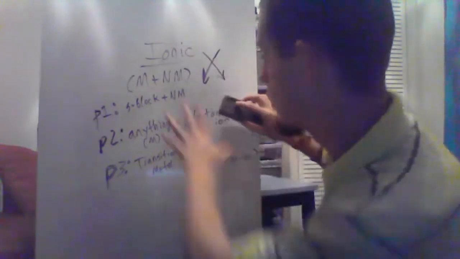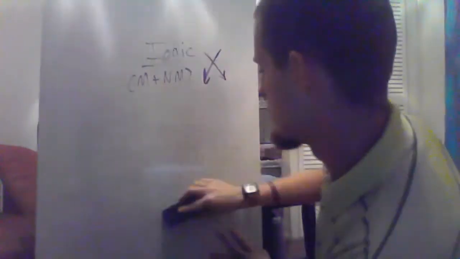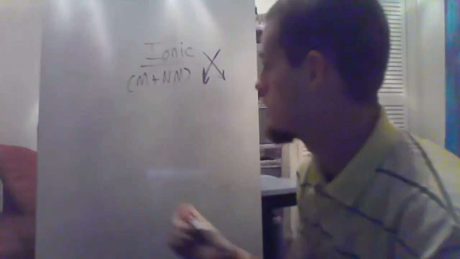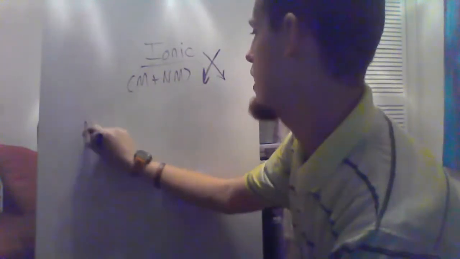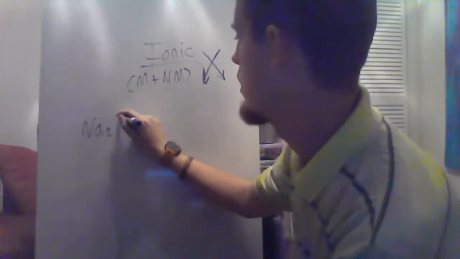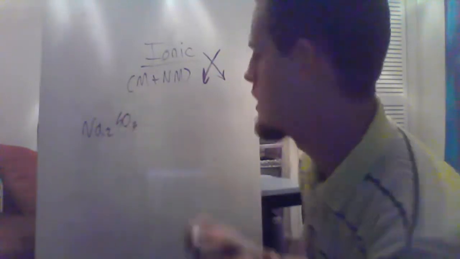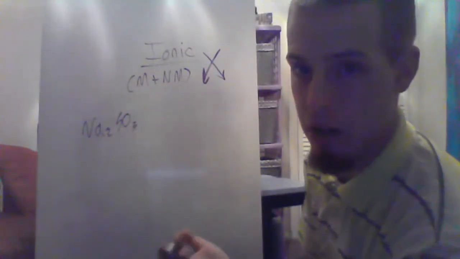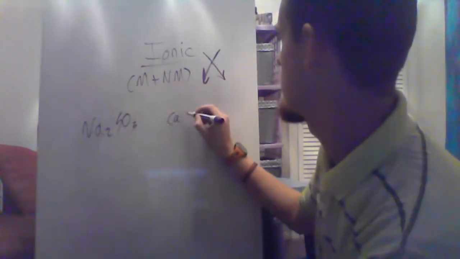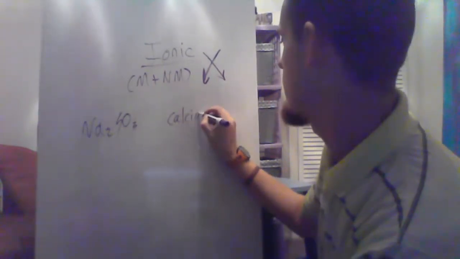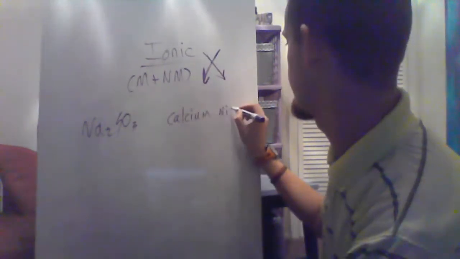Cool. All right. So I'm going to erase all this. So we're going to talk about the first two. Okay. They go really well together. So with this, we might have something like Na2SO3, or we might have something like this. We could have, say, calcium nitride.